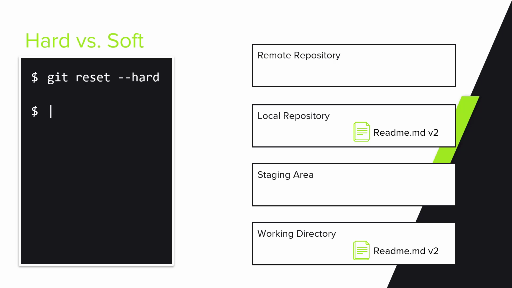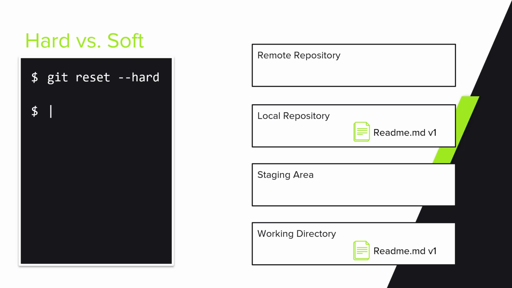In the case of a hard reset, the situation is a bit different. A hard reset will do the same thing a soft reset does, but it will reset the staging area and the working directory as well. It looks as if we deleted the new versions of the files. We returned completely to the old version. This reset is good if we want to utterly drop all changes since the commit we reset to.